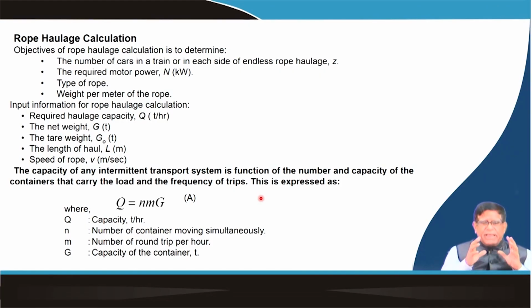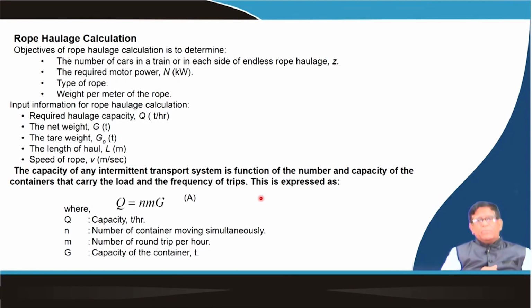Now, when you have to do some calculation of this, the objective of the rope haulage calculation is to determine the number of cars in a train or on each side of the endless rope haulage, how many cars you will be connecting, that Z. Calculating that is one issue. Then you will also have to calculate the total power requirement, we are telling as N in kilowatt. Then what will be the type of rope, that is, what should be the diameter of the rope, and then how many strands of the rope, this is also to be designed or calculated.